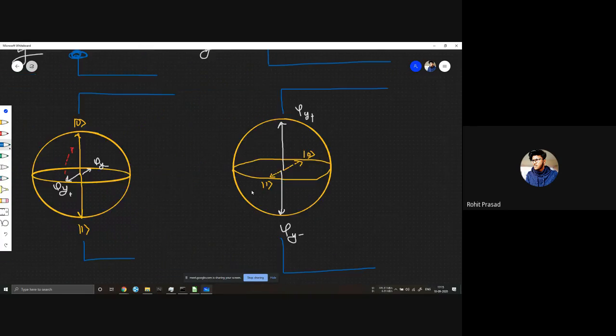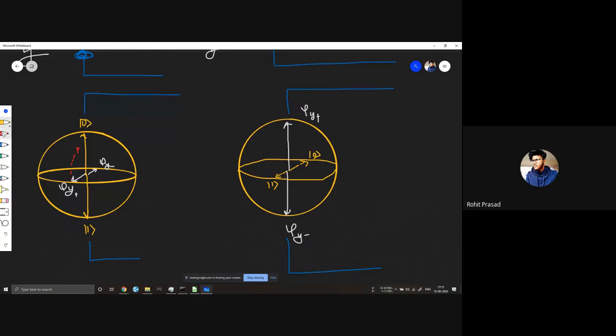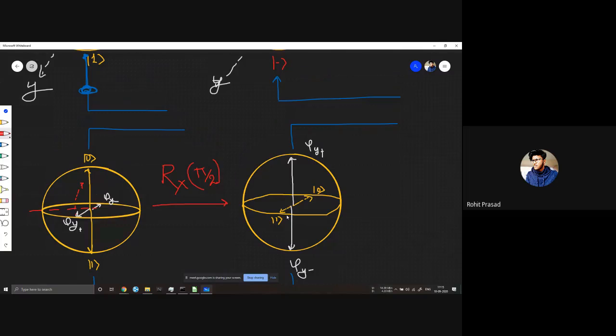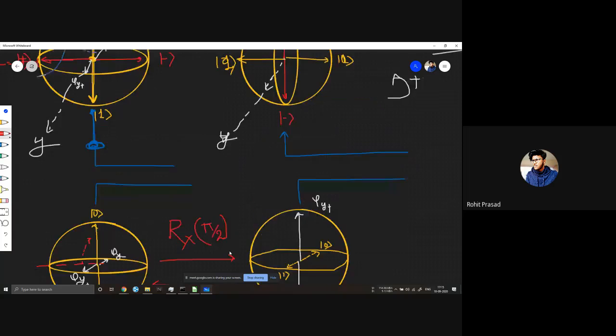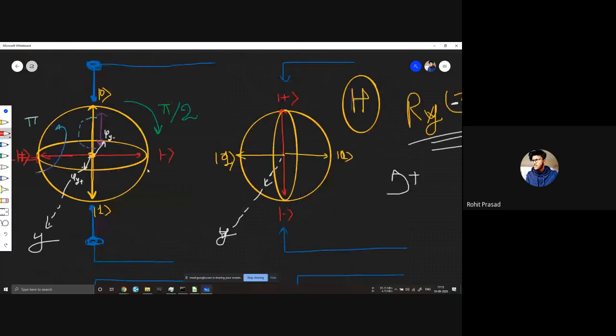So how to go from here to here? What we do is rotation about this axis anti-clockwise. That's your positive rotation by pi by 2. So you can go from here to here in pi by 2, and if you want to come from here to here, you will have to go clockwise, right? So it will be minus pi by 2. Same thing goes for this thing also.